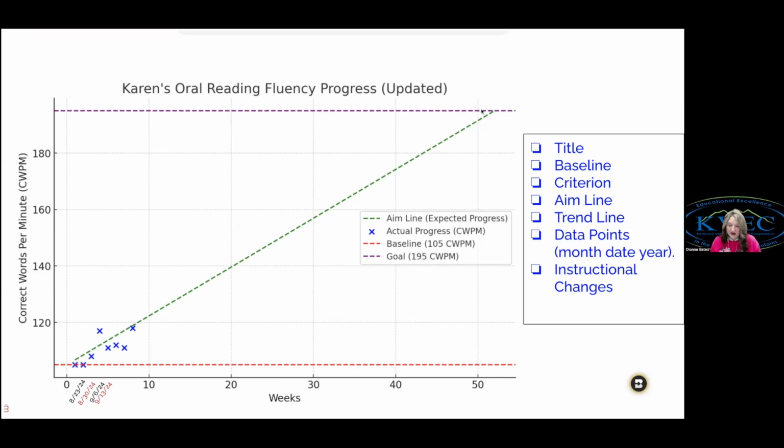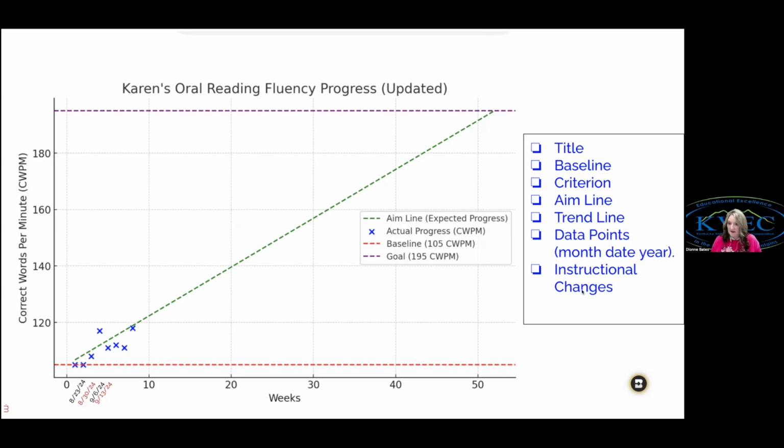Or 195. So that's where we want her to go. The green line is that aim line. This is what we're looking for, her expected progress. So we know that she started out at 105. So then let's go ahead and look through our checklist over here to see if we have all the pieces that we need.